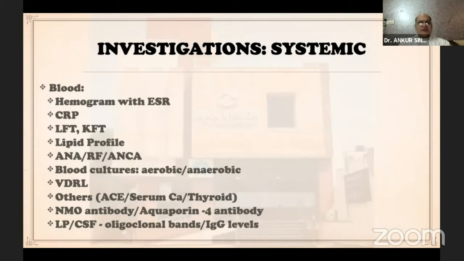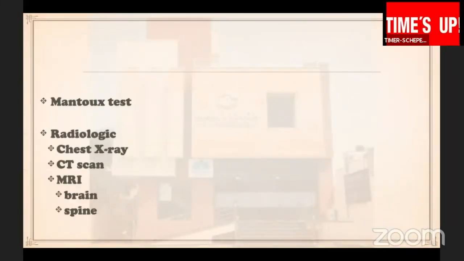MOG, and aquaporin 4 antibodies. CSF examination for oligoclonal bands and IgG antibodies should always be required based upon the case-to-case scenario. Mantoux is important because TB can mimic anything in India, so the Mantoux test is important, which can help us find out. Similarly, we have a full lecture on the radiologic investigation, so I would not go into detail.